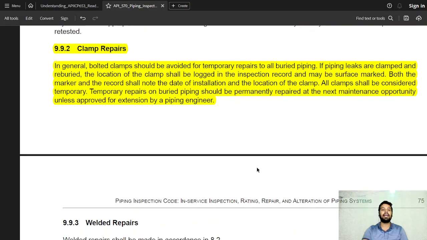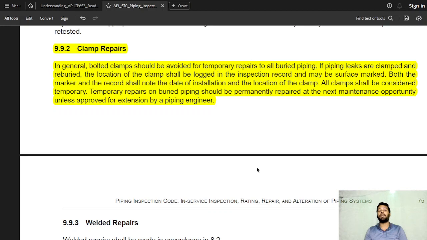In general, the bolted clamp should be avoided for temporary repairs to all the buried piping. If the piping leaks are clamped and reburied, the location of the clamp shall be logged in the inspection record and may be surface marked. Both marker and the record shall note the date of installation and the location of the clamp. All clamps shall be considered as temporary.